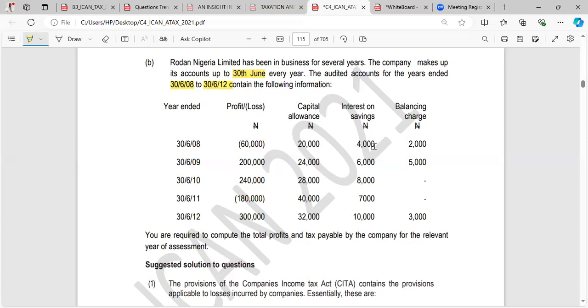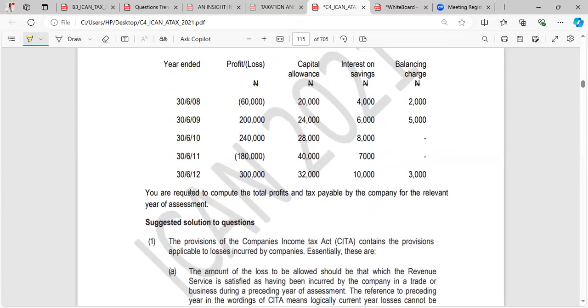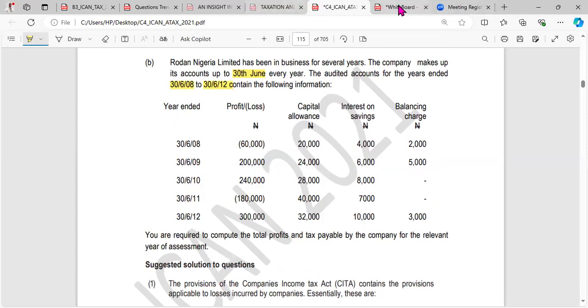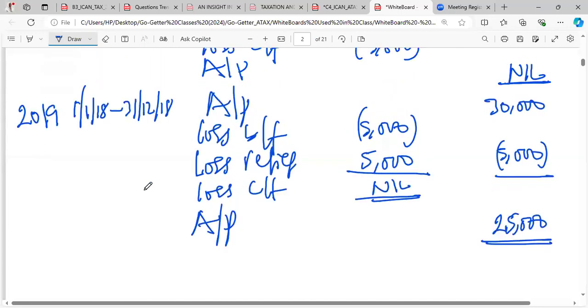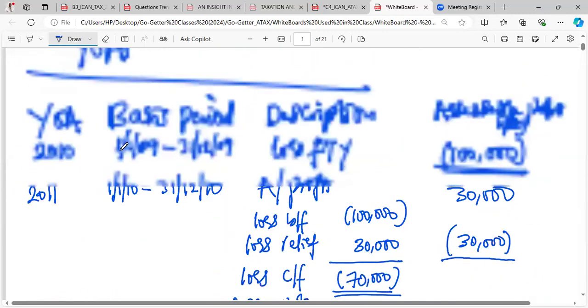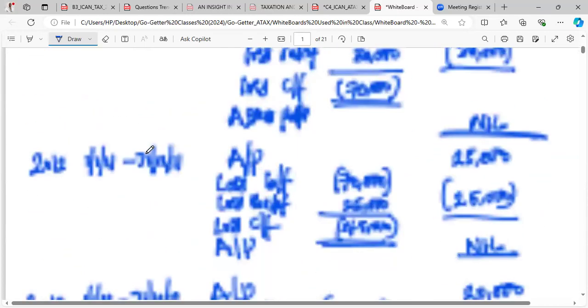All right, so what is going to happen? You are required to compute the total profit and tax payable by the company for the relevant years of assessment. Meanwhile, in this particular question we did the first time, we didn't put the relevant years of assessment. So it's ending at 2019 and it started from 2010. So you come here and put 2010 to 2019. So that's how you do this.